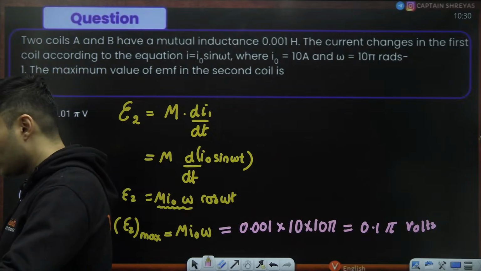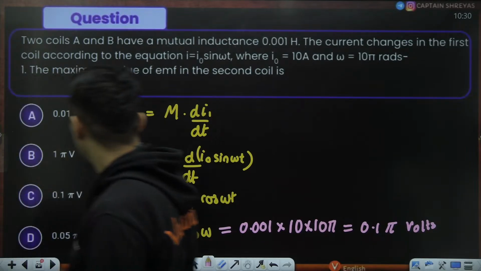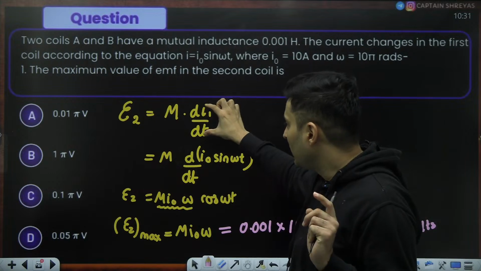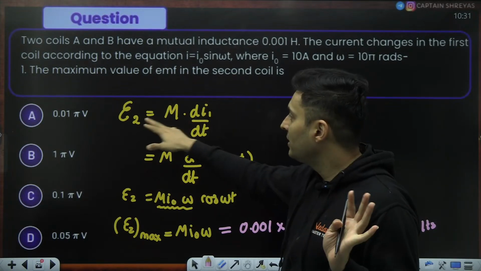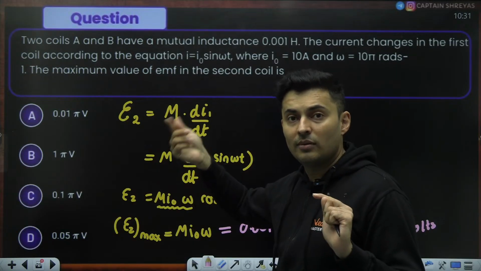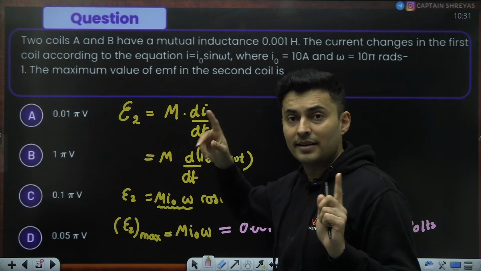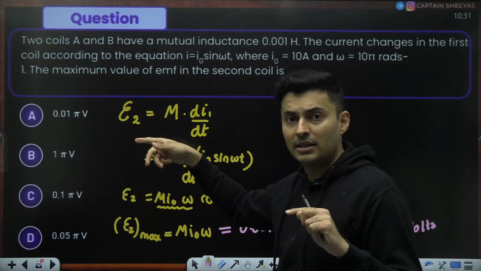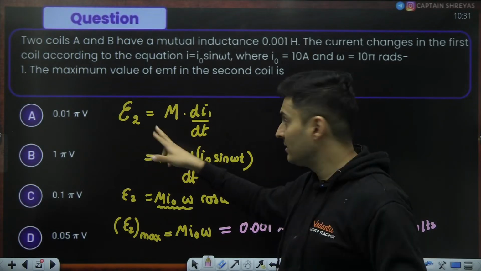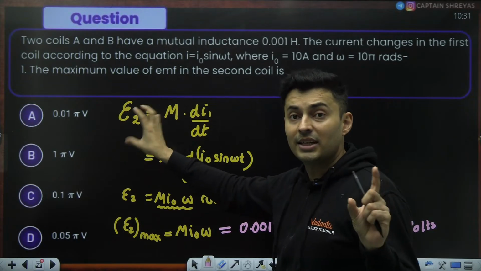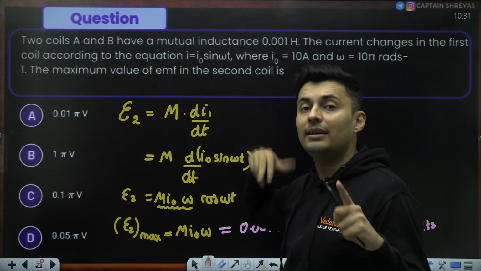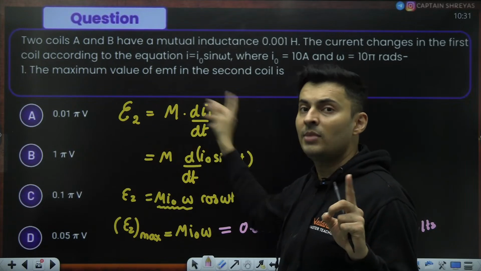In this particular question, there are two coils. This coil is primary, I1. This is secondary. Remember, phi is M times I. Flux in the secondary is mutual inductance times current. So d phi by dt is M times di by dt. That gives us this expression for EMF: E is M di by dt. Just like E is L di by dt, this is E is M di by dt.